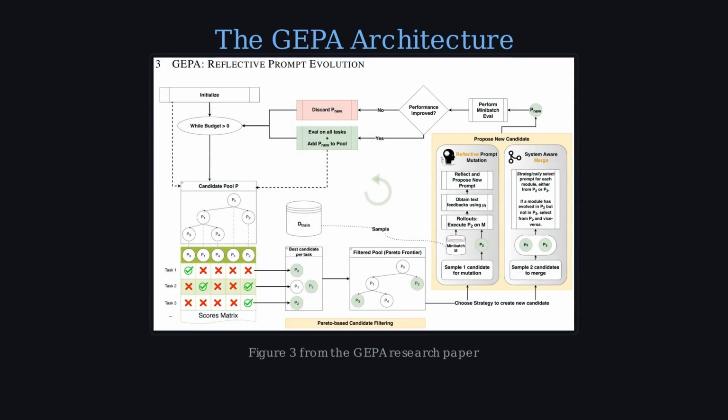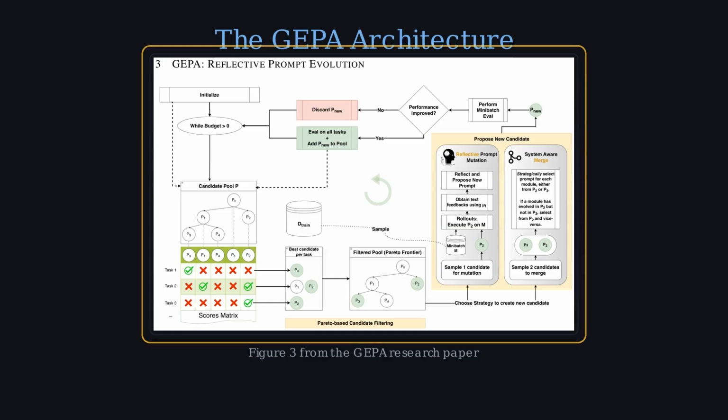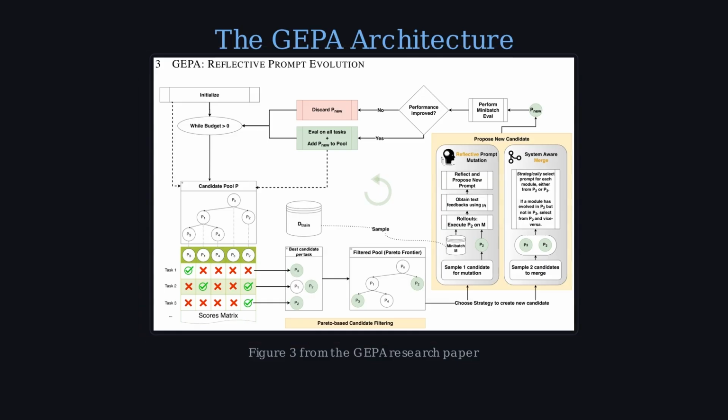This diagram from the research paper shows the complete GEPA architecture. On the left, you see the candidate pool and score matrix where each prompt is evaluated across all tasks. Pareto-based filtering selects the best candidates from the frontier. Then the system samples prompts for mutation and merging, proposes new candidates through reflective analysis, and adds improvements back to the pool. This cycle continues until the optimization budget is exhausted.